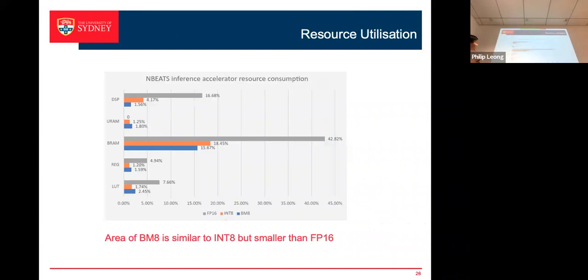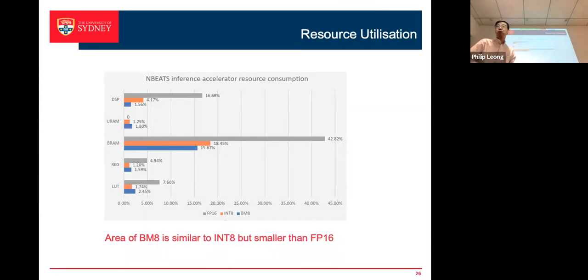In terms of resource utilization, INT8 and BM8 are the orange and blue ones. So this is block Minifloat 8 in blue. It uses fewer DSPs than INT8 or FP16. It uses roughly a little bit more in terms of UltraRAMs in our design. In terms of block RAMs, it uses fewer resources, and so it's actually very efficient on an FPGA.